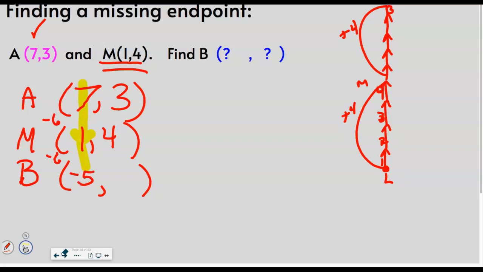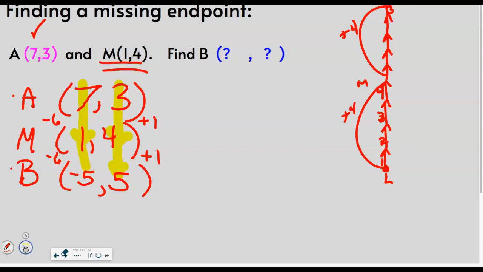Now you can always check these. Remember, if I average these, I should get the middle. 7 plus -5 is 2. 2 divided by 2 is 1. So it works. So on this trip, I go 1 forward, so I put a +1 there. I'm going to continue to walk 1 more forward till I get to 5, and I found the other endpoint.